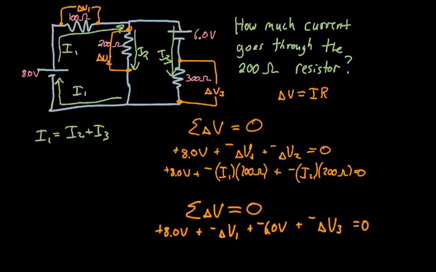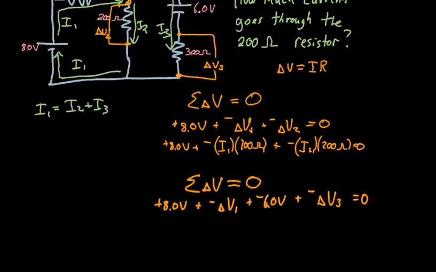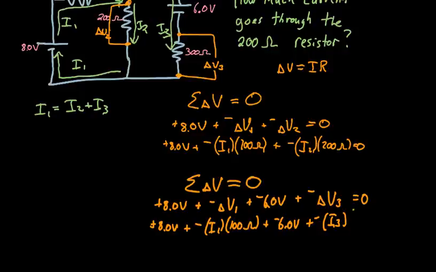And we'll do the same thing that we did just a minute ago with this, where we rewrite the delta V's as I times R. So plus 8.0 volts plus a negative, and that was I1 times 100 ohms, same as it was up above, plus a negative 6.0 volts, plus a negative, and that's I3 going through that 300 ohm resistor. That total has to equal 0.